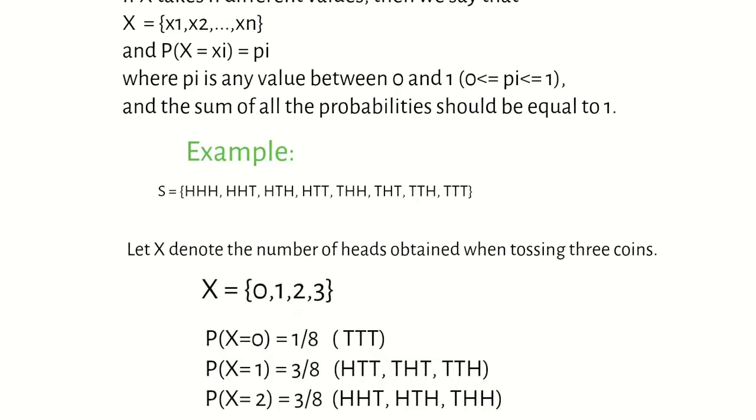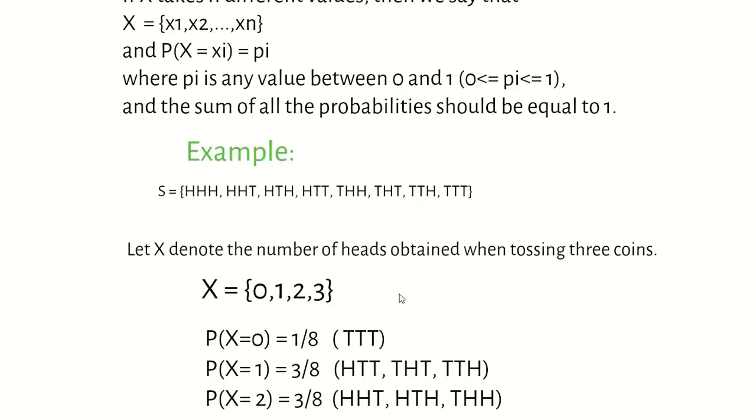If we denote X the number of heads obtained when tossing 3 coins, X can take 4 possible values. It may take 0 if there is no head displayed, 1 if only one head among the 3 is displayed, or 2 if only 2 heads are displayed, or 3 if all coins display a head.